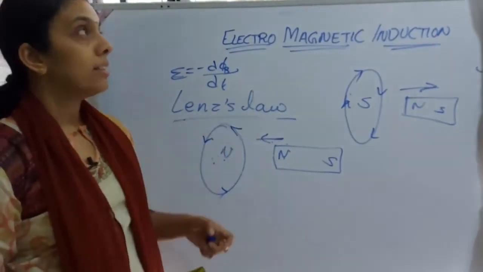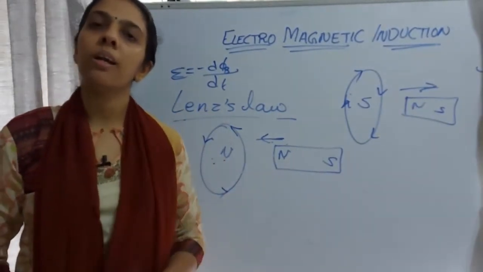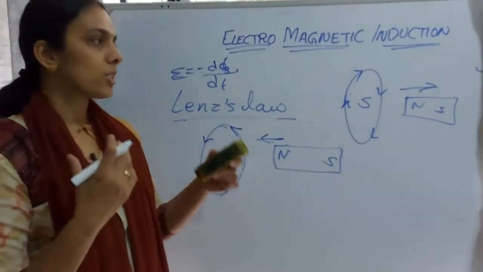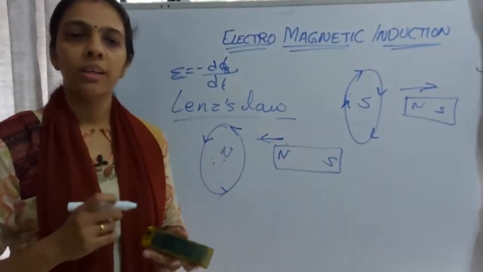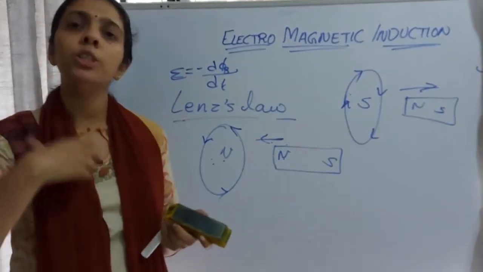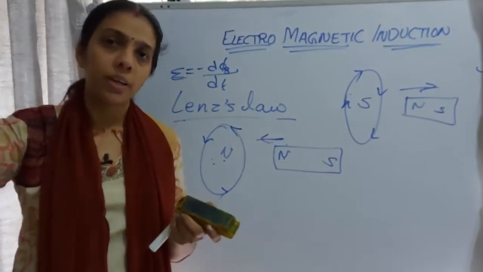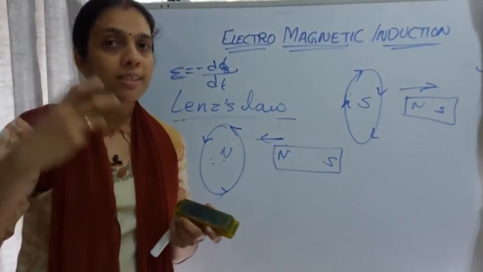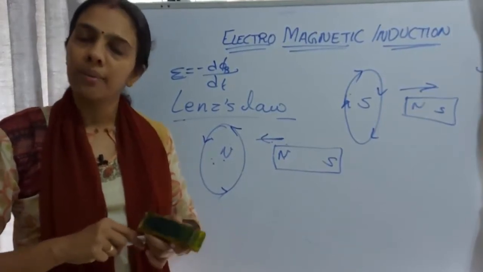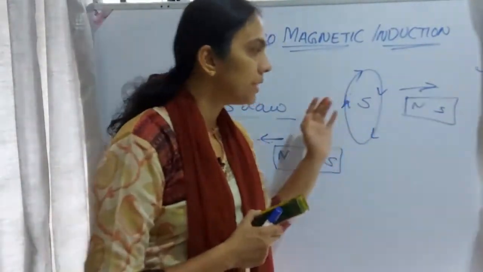This is how we will be finding out the direction of current. Then this Lenz's law is closely associated with energy conservation. How can we explain Lenz's law with energy conservation? When we are moving the magnet towards the coil, we are doing some work. Work means energy, the work-energy theorem. So the work done will be converted into energy over here.